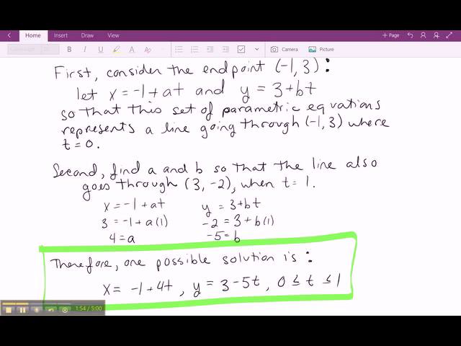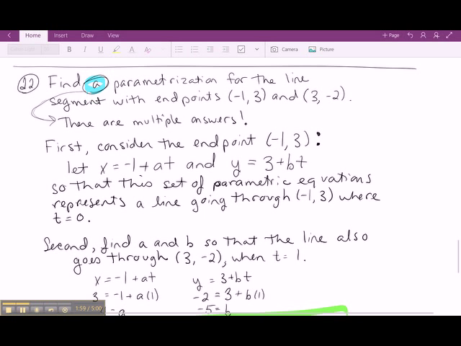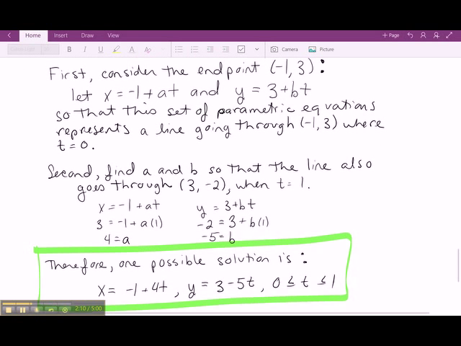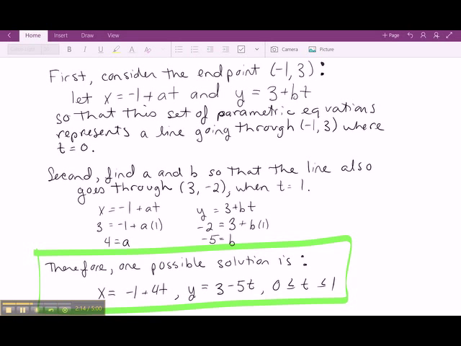And I'm going to let x equal -1 plus at and y equal 3 plus bt. I'm doing that because I know that this is a line segment, so my parametric equations are going to have to be in the form of lines. Now if I do that, I have set up a set of parametric equations that's going to represent a line going through the point that I want if t is 0. So in other words, if I plug in 0 for those t's, I'm going to get x equals -1 and y equals 3. So it goes through my endpoint. So that gives me my first set.